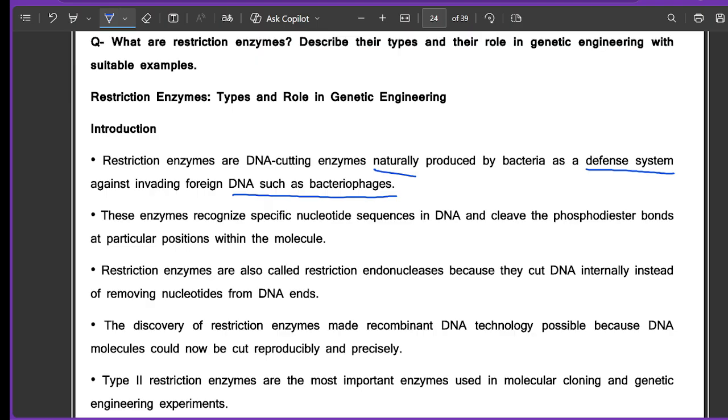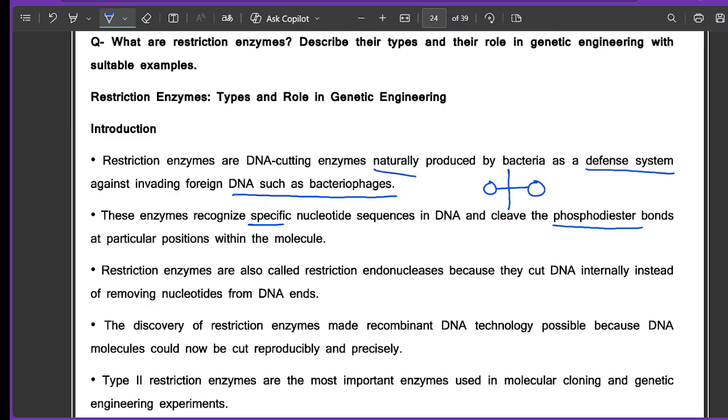So these enzymes recognize, and the first important thing is that they recognize a very specific nucleotide sequence in the DNA. There is a very specific sequence for each restriction enzyme, and they cleave the phosphodiester bonds only. That means whenever two nucleotides are attached, there is a phosphodiester bond between them, and this is cleaved by the restriction enzymes.